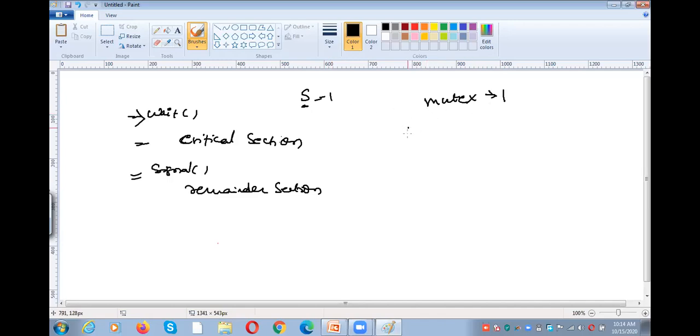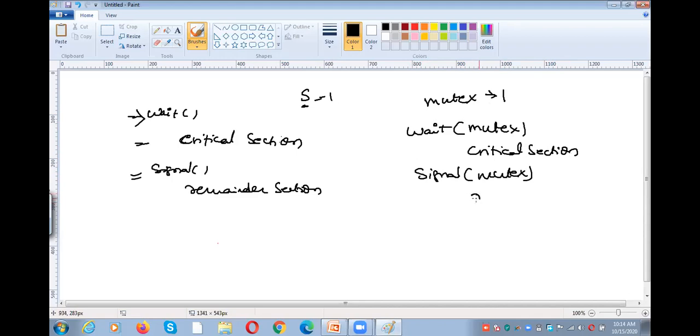So what do we need to do? We need to perform the wait operation on mutex, wait of mutex, and then enter into the critical section. While coming out of the critical section, you need to perform the signal operation on mutex and then the remainder section. Okay, this is the code part. Whenever a process enters into the critical section, it needs to perform the wait operation.